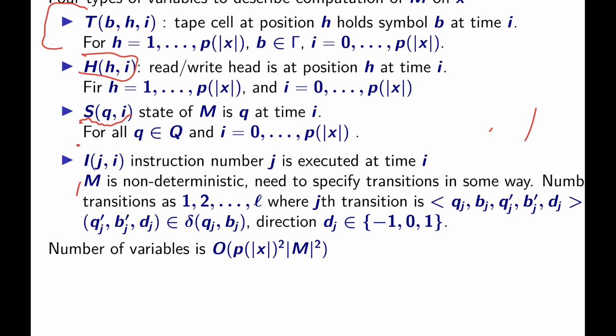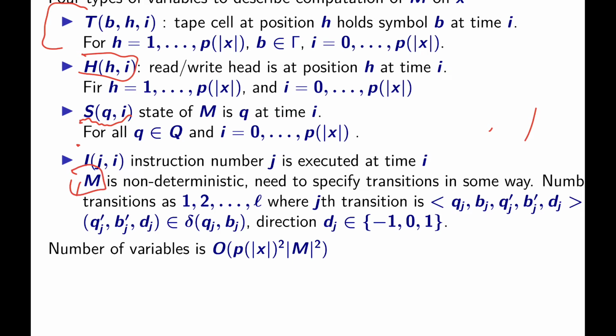And we will enumerate the transitions, so there would be a first transition, a second transition, and so on, until the number of transitions in the machine, whatever it is. The number of transitions is smaller than the size of the input, right? Because the input also has to describe M.